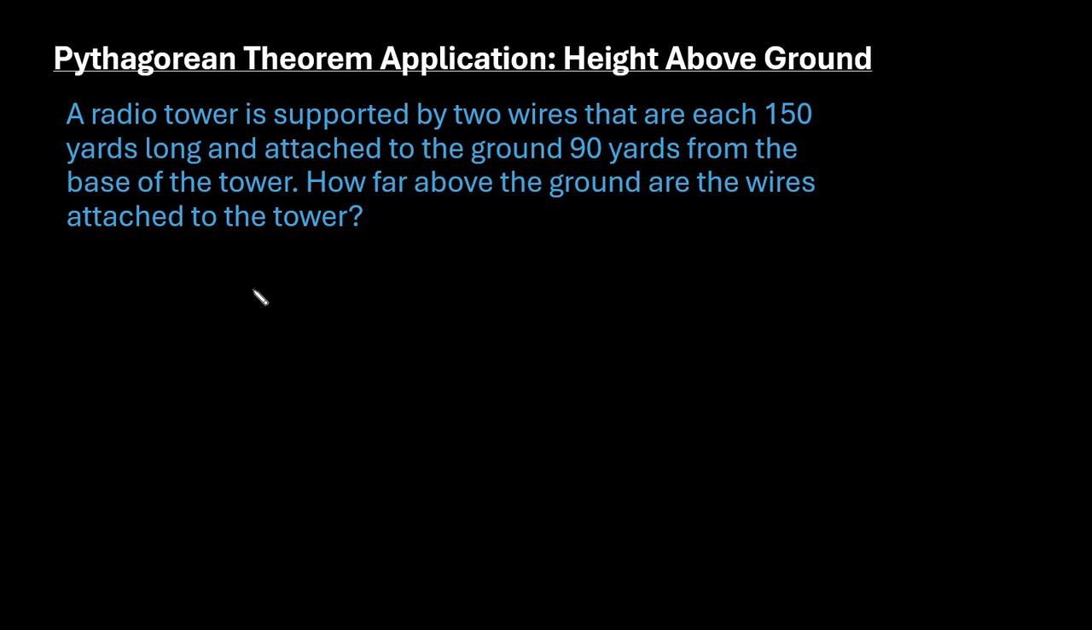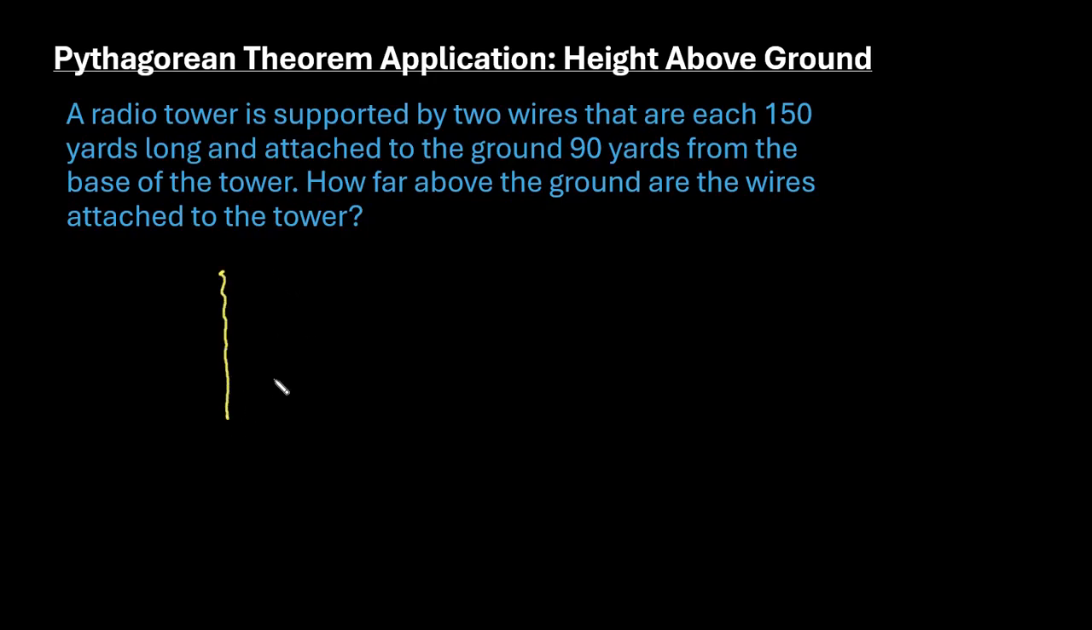Hi, for this video, what I want to do is show you an application of the Pythagorean Theorem. In this case, we're going to find the height a wire is attached above ground. So what we have is a radio tower supported by two wires that are each 150 yards long and are attached to the ground 90 yards from the base of the tower. And we want to know how far above the ground the wires are, where they are attached to the tower.